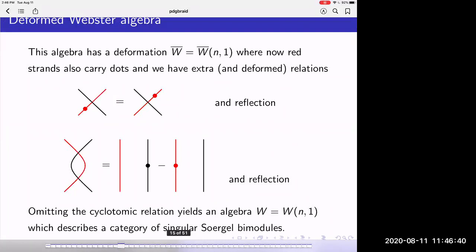So let me call it W bar. We introduce extra generators where now red strands carry dots. And now we have to add some extra relations and deform the earlier relations. So red dots go through crossings, and when you have a black-red double crossing, they separate again, and you pick up the black dot, but now you pick up this deformed term of a red dot on the red strand.